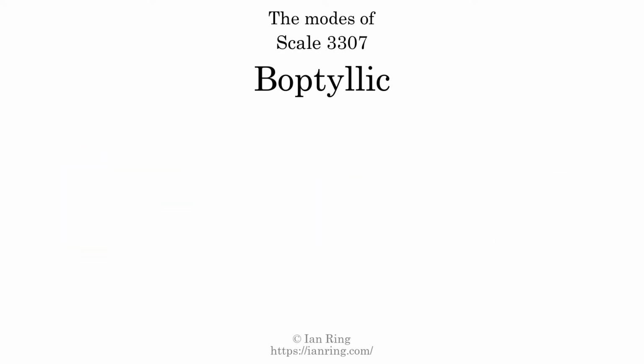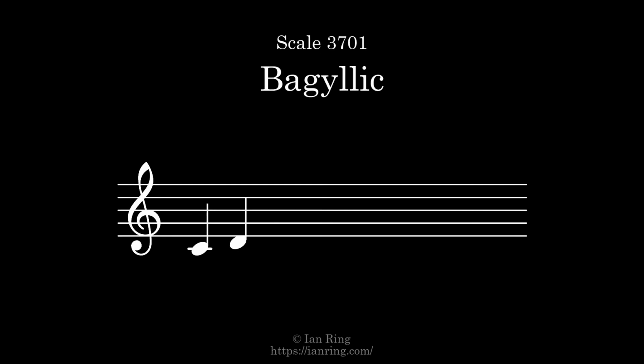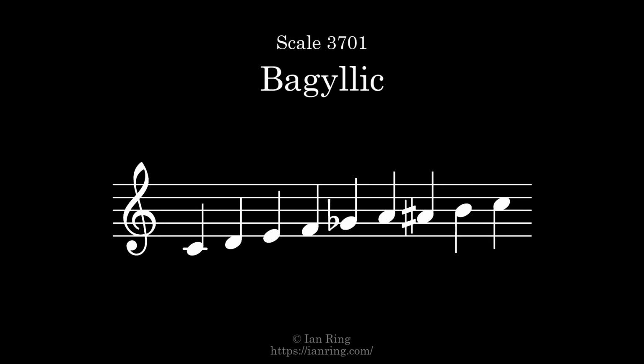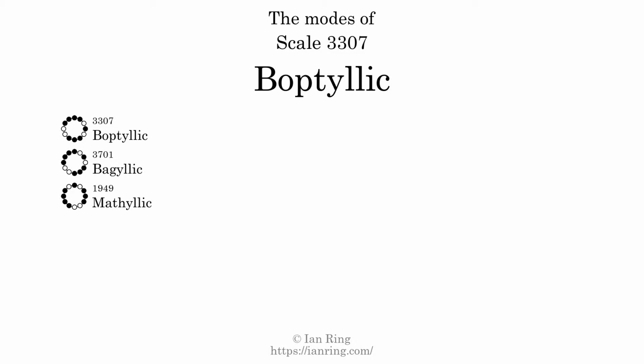This scale has 8 modes. The first mode is itself. The second mode is scale 3701, also known as Boptyllic. It sounds like this. The third mode is scale 1949, also known as Methylic. It sounds like this.